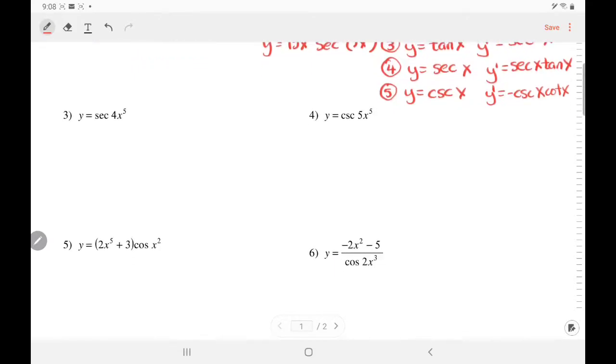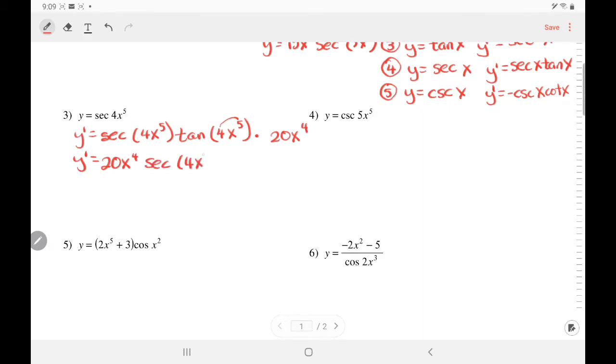Try number 3. Derivative of secant is secant. Inner function stays the same. Tangent. Inner function stays the same. Secant tangent and chain rule multiply by the derivative of the inner function. That'll be 20x to the 4th. Rewriting it, write the 20x to the 4th in front, and then secant 4x to the 5th, tangent 4x to the 5th.